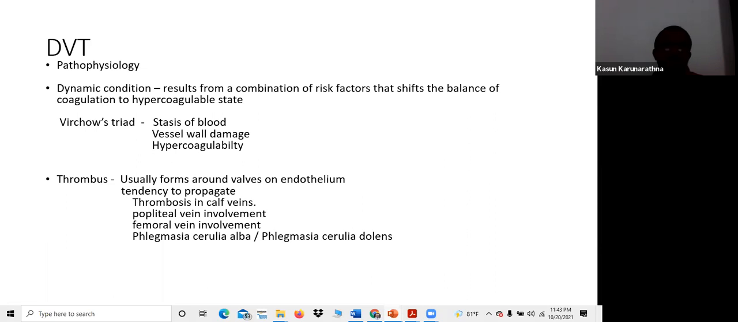Initially, it occurs in the calf veins, then involves the popliteal vein, then can progress to the femoral vein, and it will complicate with phlegmasia alba dolens and phlegmasia cerulea dolens. Phlegmasia alba means the limb will become pale due to arterial occlusion, then becomes ischemic.